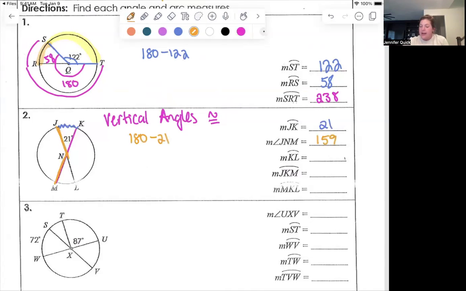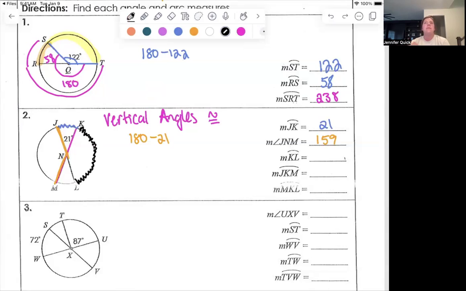Okay. The measure of the arc, KL, well, KL is going to be right here. And if I were to go this way, it would have to be a letter J or M would have to be in the middle. Okay. This is a direct shot from K to L.